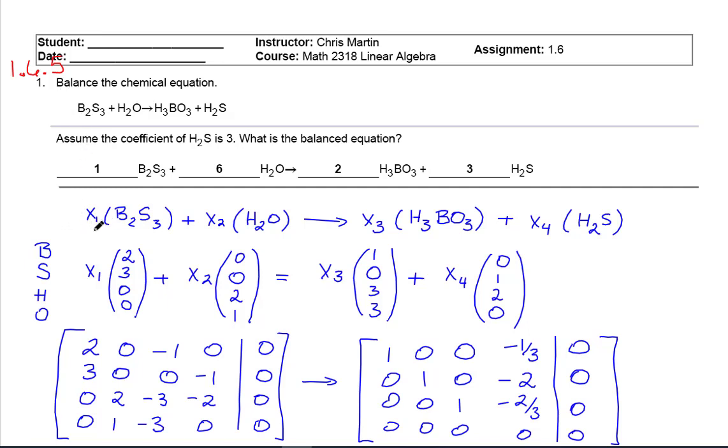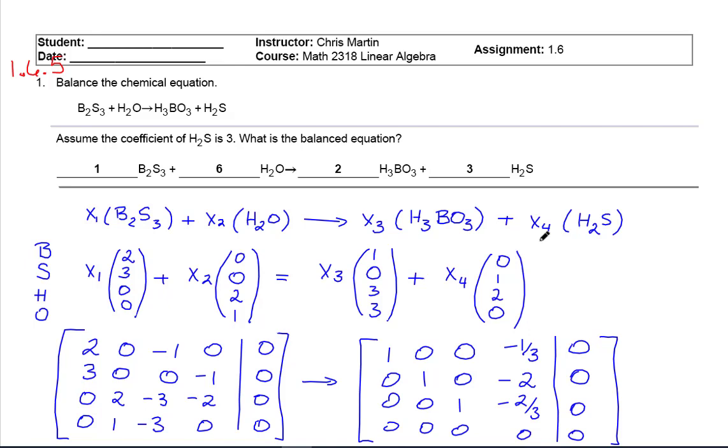So what this means is I've got a variable, some number times B2S3, some number times H2O, and that's going to yield X3 times H3BO3 and X4 of H2S. So I want to figure out what X1, X2, X3, and X4 have to be.